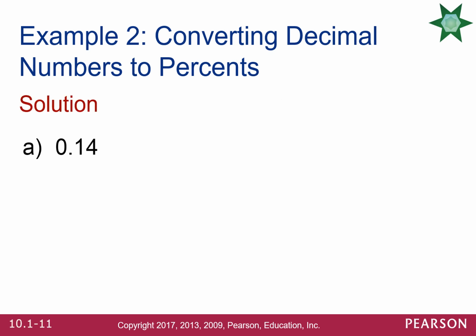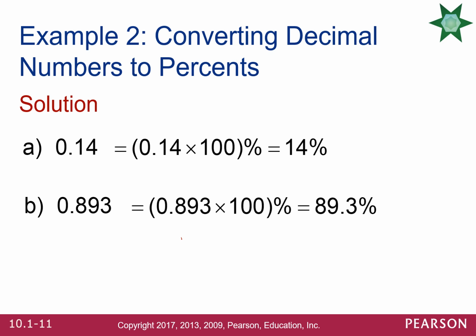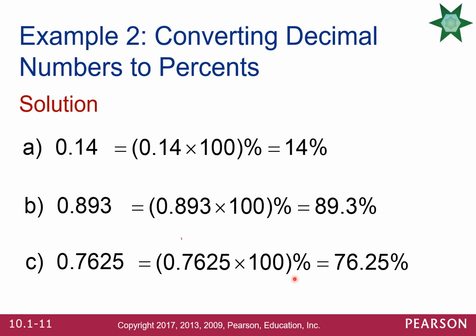So here are the solutions that Pearson provided to us. Let's quickly go over them and see if they match with our answers. So 0.14, again, they multiplied it by 100, added the percentage sign for a value of 14%. The next one is 0.893. They multiplied that by 100 and got a value of 89.3%, and finally it was 0.7625, multiplied by 100 gives us 76.25%.